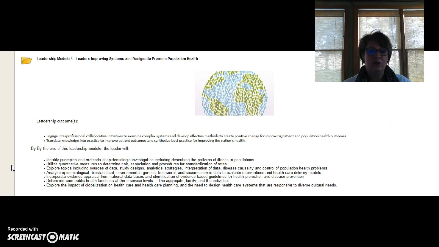So we started out looking at the basic principles of population health. We moved into gathering some data. Then we looked at collaboration and looking at evidence-based programming that's out there to really define what was appropriate for your particular area of focus. So in this particular module, we're going to really highlight what you've learned so far and your project.